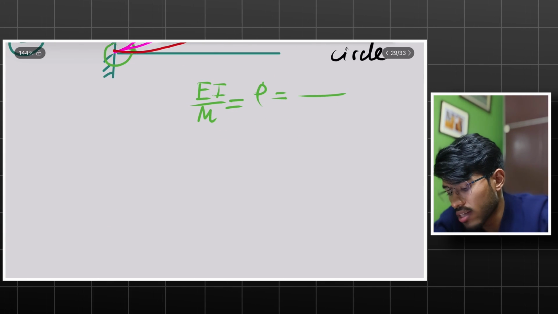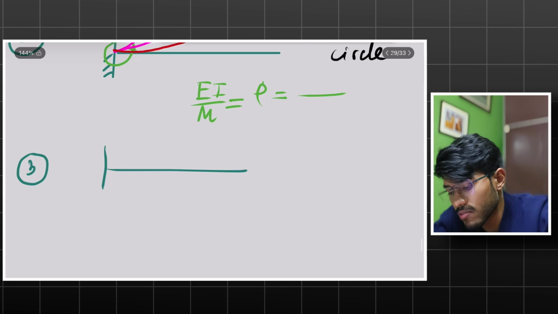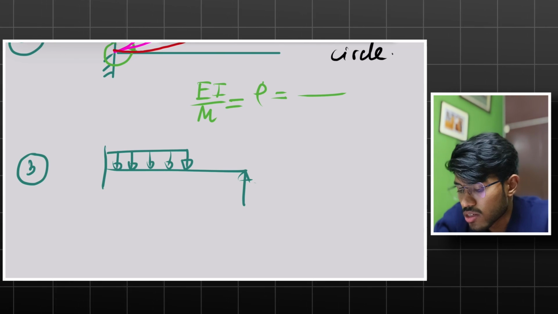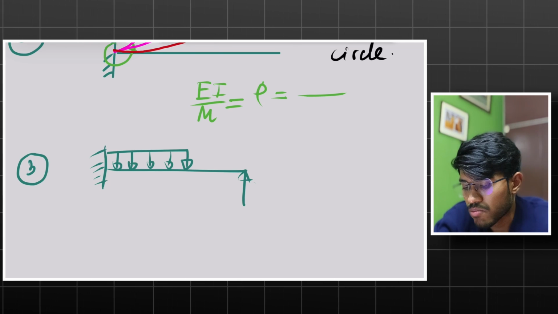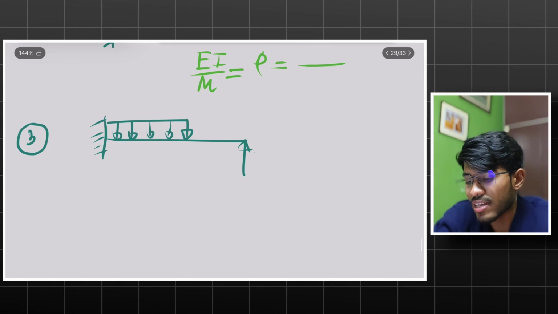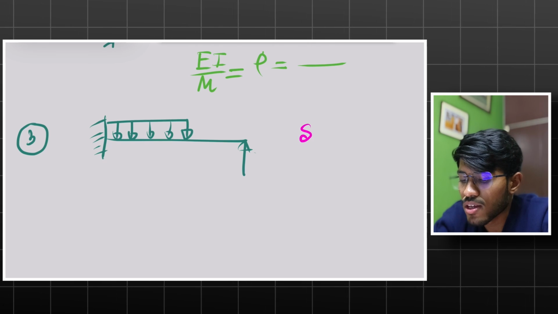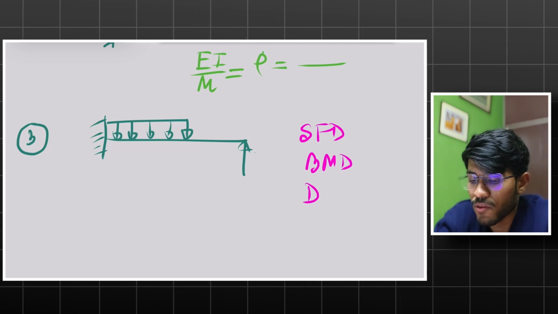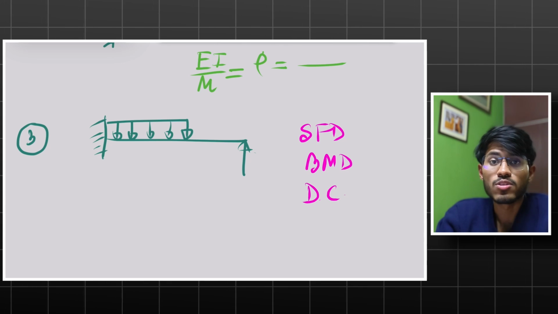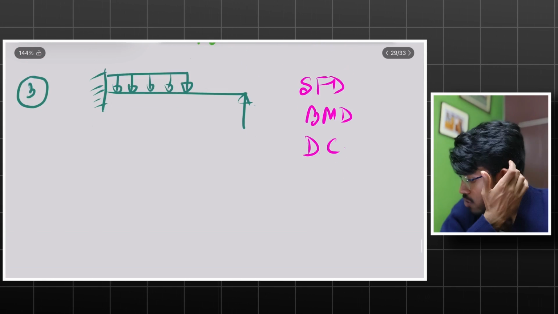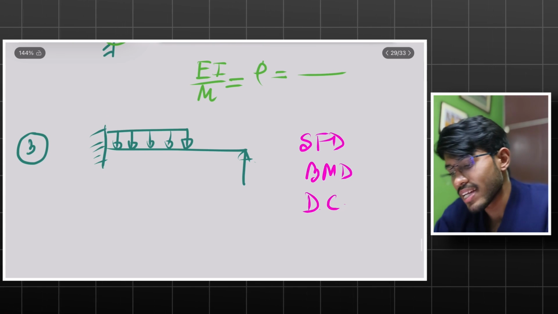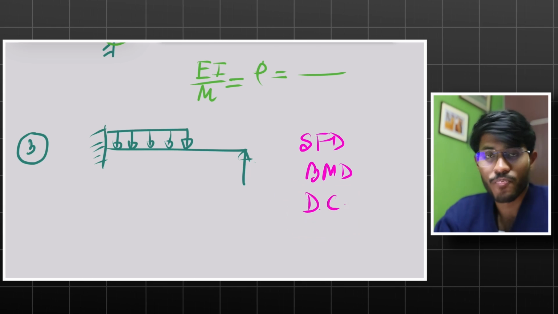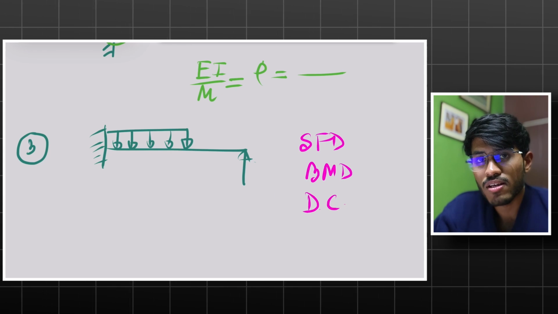Another question they asked me, they gave me a situation like this maybe. I don't memorize these things generally. They gave me this kind of thing, and they told me to draw the shear force diagram, the bending moment diagram, and the deflection curve, the nature of the curve. So this thing is very important, that you should be able to draw the nature of the curve, not by solving the equation.